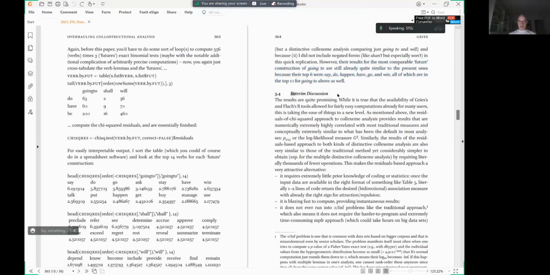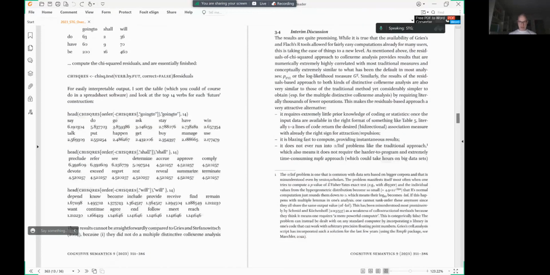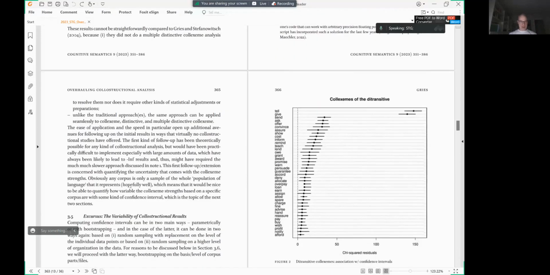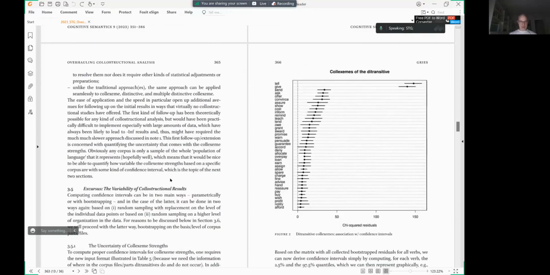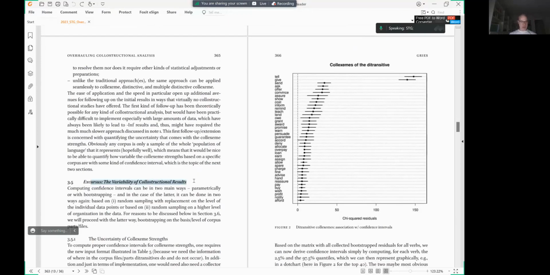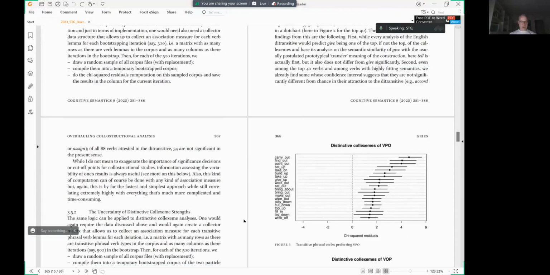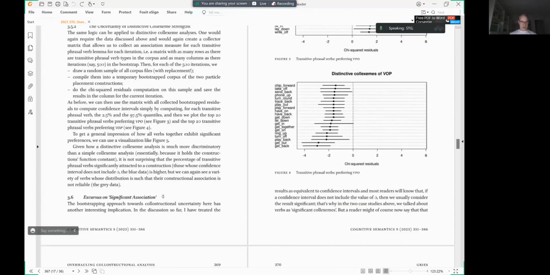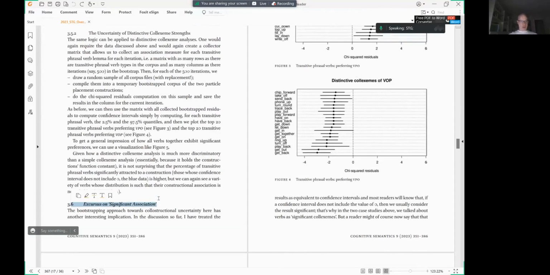All right, interim discussion. So the results are promising. I hope you agree with me on that. Everything's pretty fast. And now there's, as we can see, actually two excursus. One having to do with variability in section 3.5, and one having to do with significant association in 3.6. So let's very briefly check out what those are about.